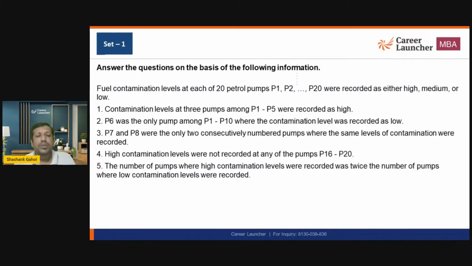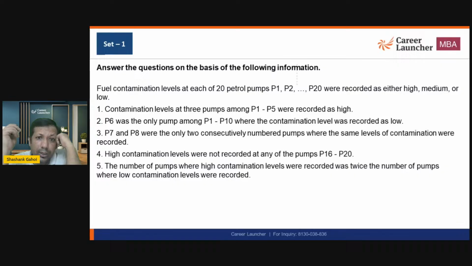So basically, I am going to get high levels from P1 to P15. I don't know how many of them I am going to get. Now, the number of pumps where a high contamination level was recorded was twice the number of pumps where a low contamination level was recorded.